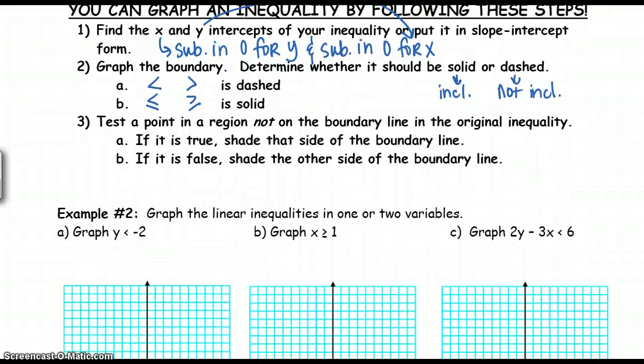Test a point in the region not on the boundary line in the original inequality. If it's true, shade that side of the boundary line. If it's false, shade the other side of the boundary line. Okay, let's put these steps together and actually complete some problems.